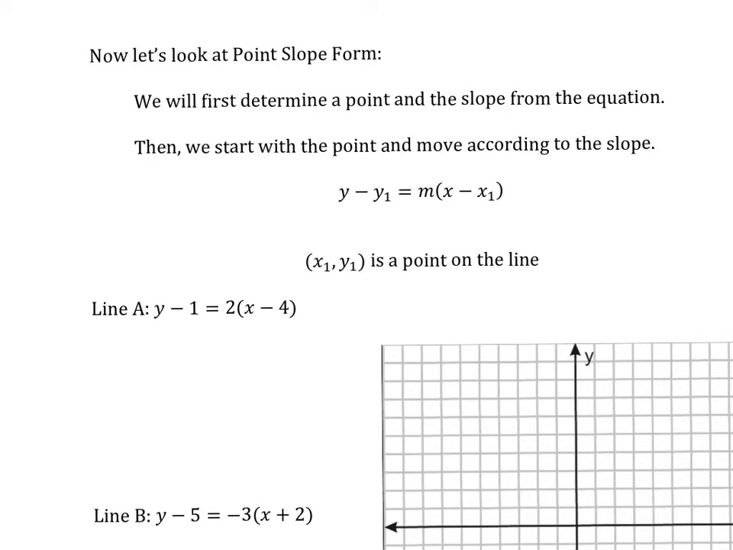First, we need to find a point and the slope from the equation, and then we start with the point and move according to the slope. So very similar to slope-intercept form, but we just start with a point that may not be on the y-axis.